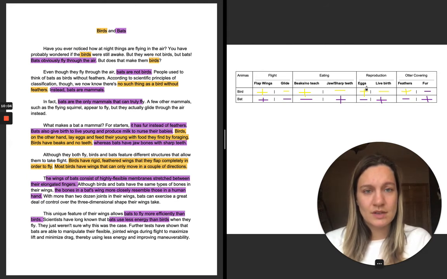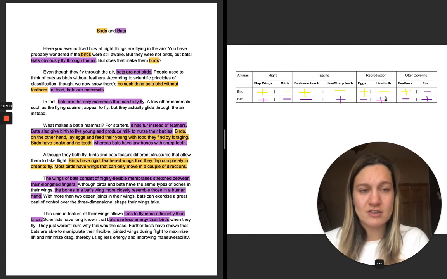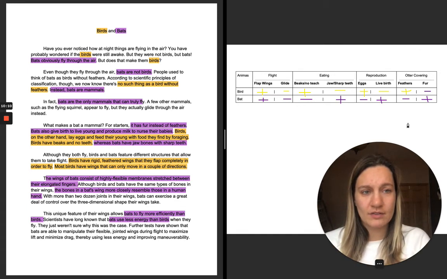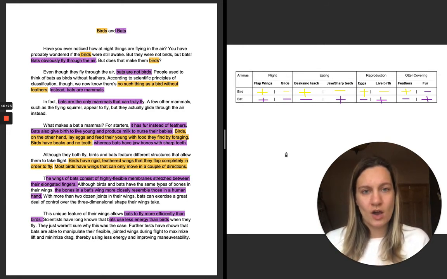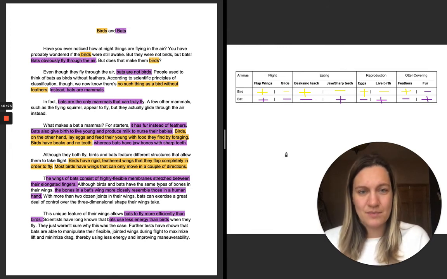When they reproduce, birds lay eggs and bats have live births. They are not the same, they are different. And for the outer coverings, birds have feathers and bats have fur. They are not the same with their outer coverings. That is how we can use this chart to quickly read an article, fill it out, and see what we know. We can compare and contrast them.